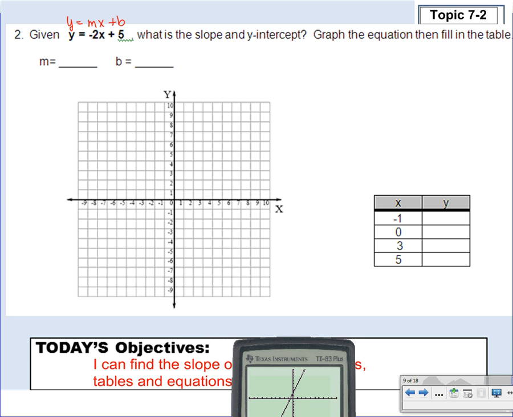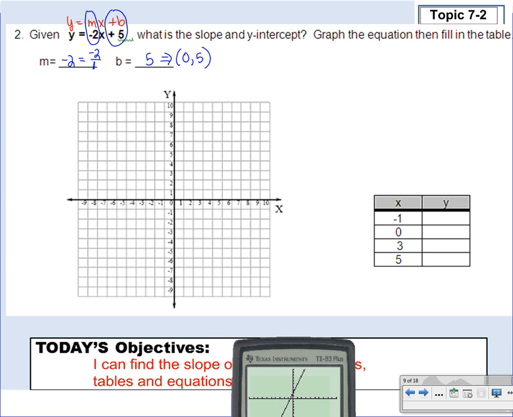With y equals mx plus b, we can find our slope. The slope is the number in front of the x. Our m is equal to -2. To make it look like a fraction, we're going to do -2 over 1. This helps us when we graph. Our b is the number at the end, so b is equal to +5. When we graph it on the y-axis, 0, 5 is our ordered pair.